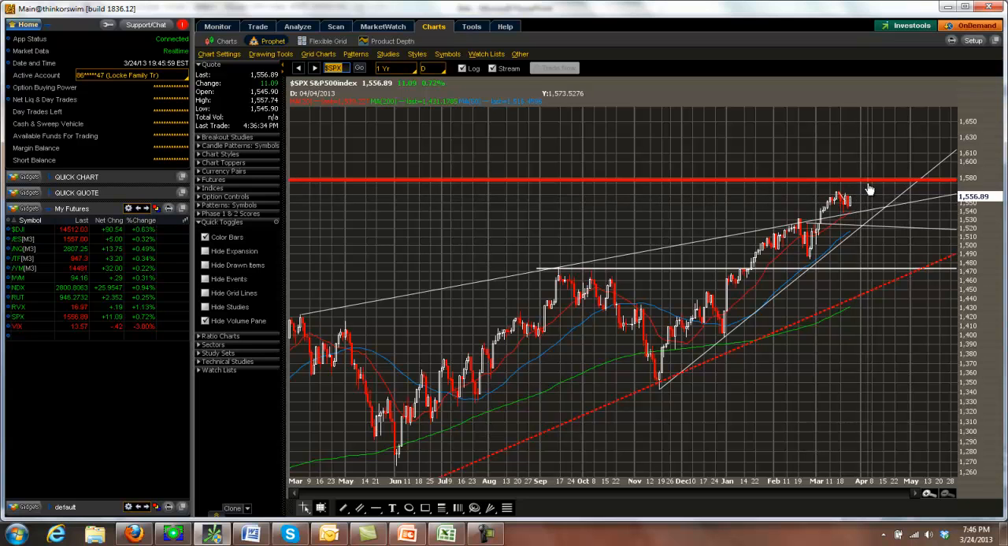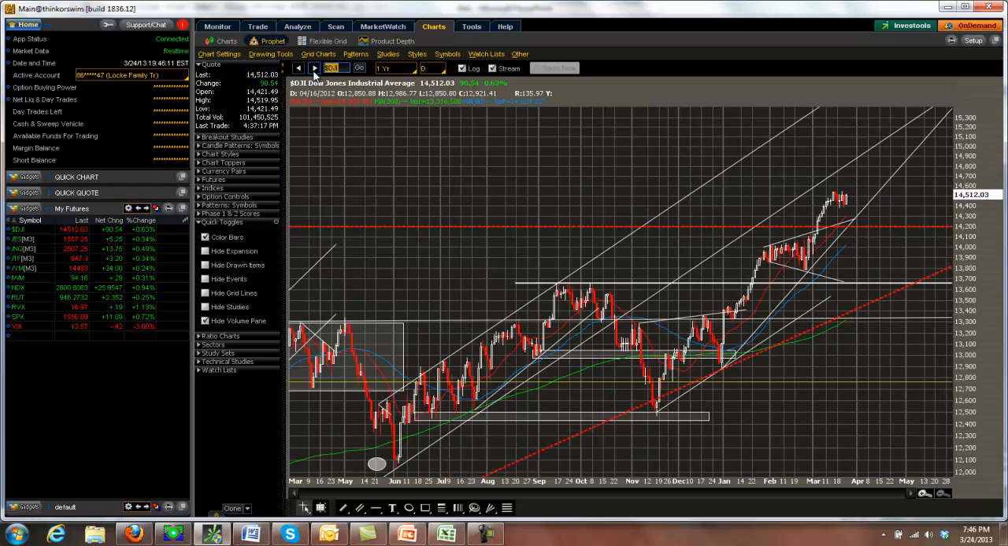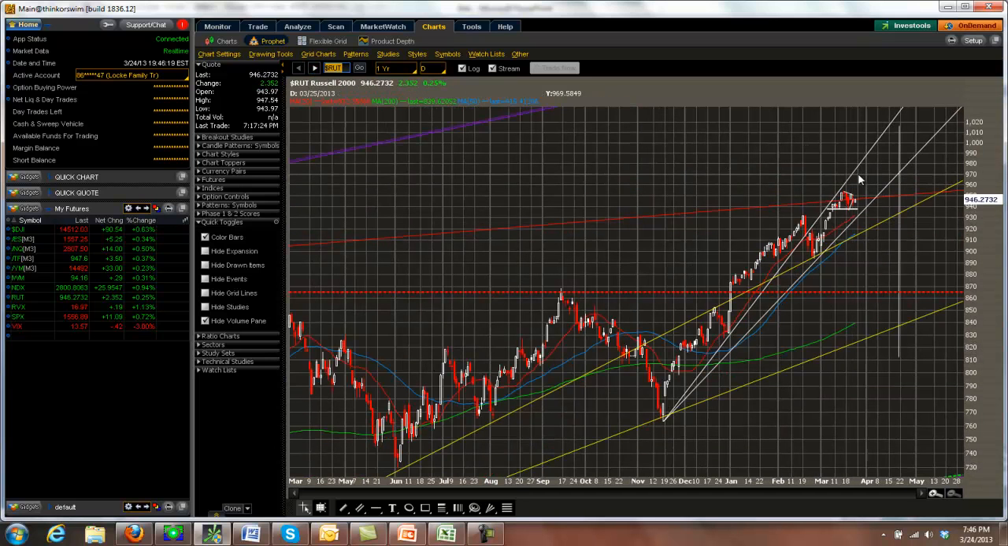If the SPX does indeed make a run for 1580, that's going to draw the Russell up with it. That'll pull the Russell about 25 points higher. And we had already talked about a level of 975 for one of the profit targets in the Russell, so it would be interesting to see if it actually gets there.